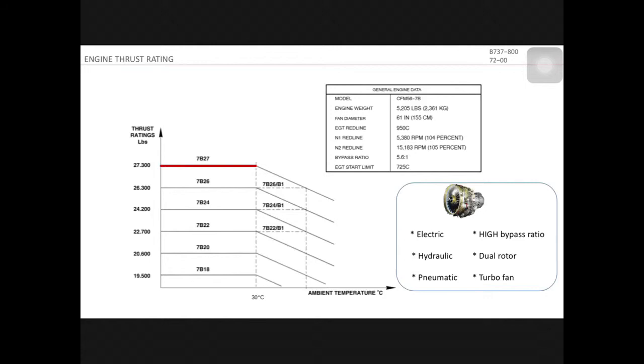thrust rating is constant up to 30 centigrade degrees, 27,000 pound thrust rating. After 30 centigrade degrees, our thrust rating decreases.